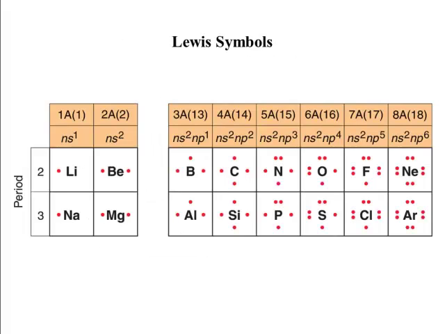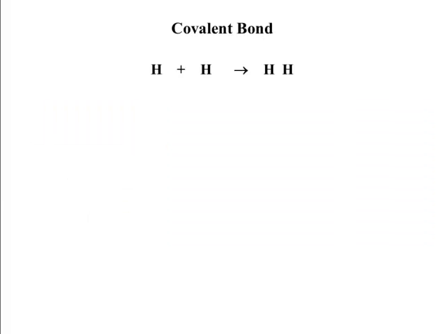Now, don't forget about Lewis symbols. Lewis symbols are a way for us to represent these atoms and their valence electrons. Based upon their groups, that determines how many valence electrons we have. So don't forget, we're only going to deal with the valence electrons here. All right, so let's talk about a covalent bond itself. It's going to be this sharing of electrons.